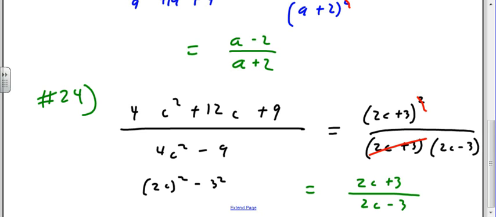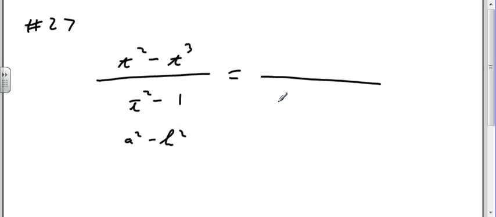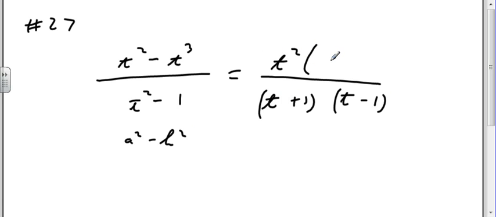Mm-hmm. 27 next. t squared minus t cubed over t squared minus 1. Well, we recognize the bottom as a squared minus b squared, so the bottom is going to be t plus 1 times t minus 1. And we recognize that we can bring out a t squared on the top, leaving 1 minus t.